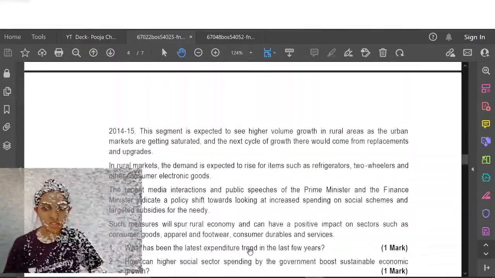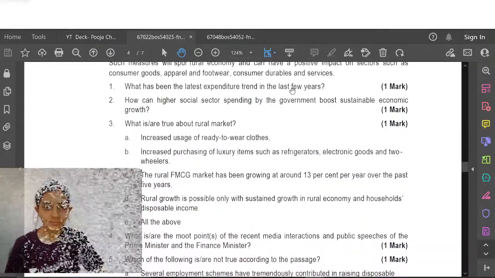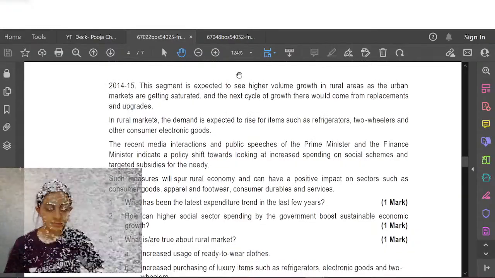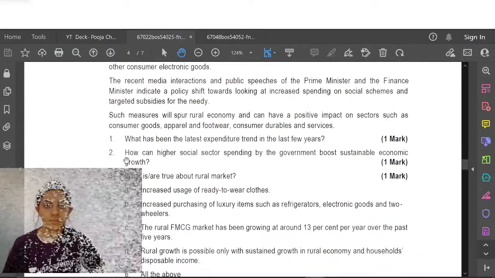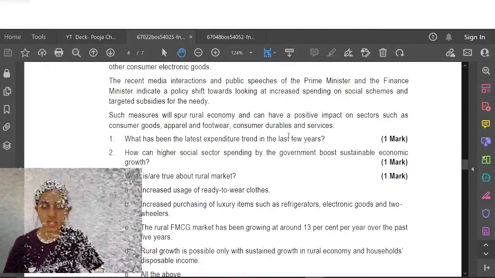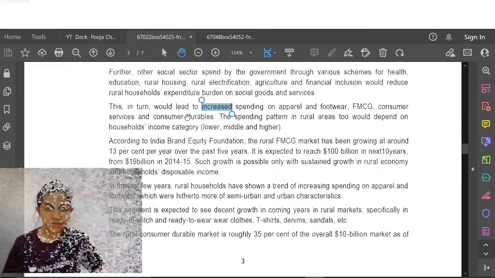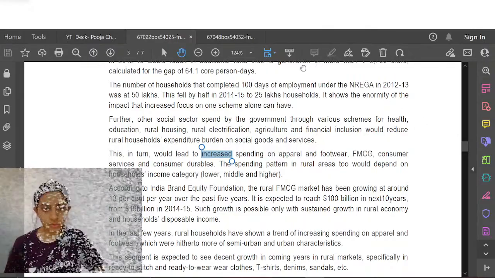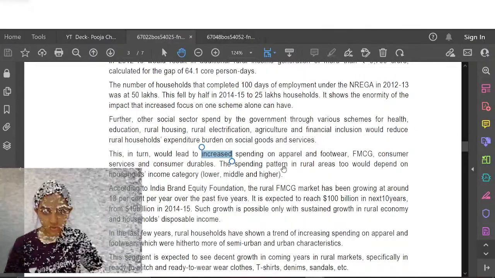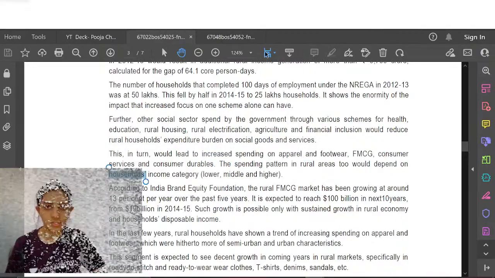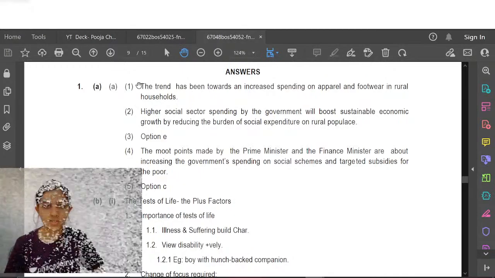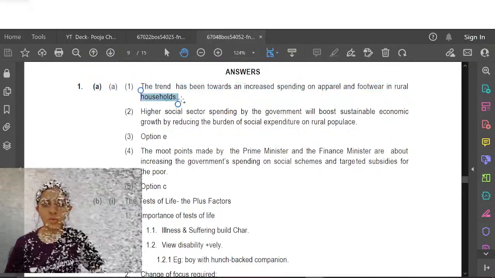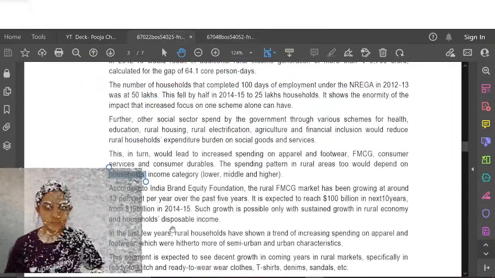So if we go back and check, what has been the latest expenditure trend? Expenditure means spending. What has been an increased spending? It is on apparel and footwear. That is in rural areas and in the household income category. Let's see if the answer matches. The trend has been towards an increased spending on apparel and footwear in rural households. So this matches. Let's see the next question.